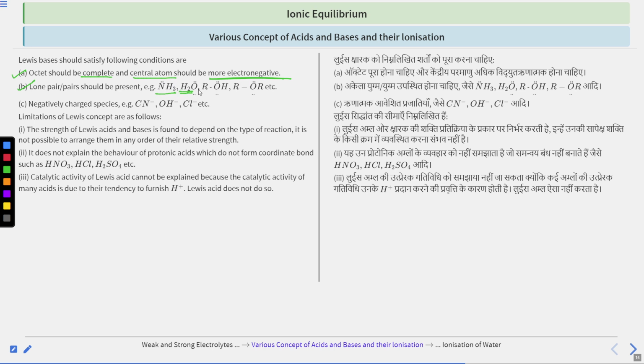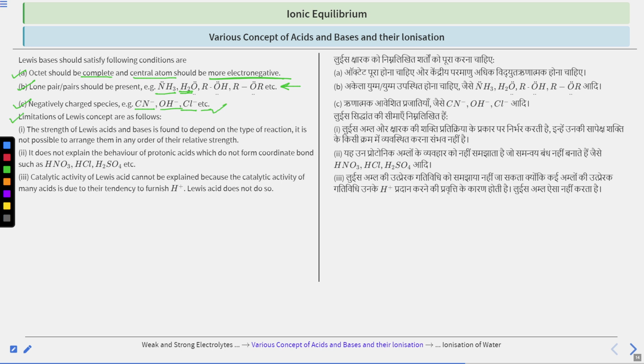H2O, O is having two lone pairs. ROH, O is having two lone pairs. ROR, O is having two lone pairs, etc. So they can act as Lewis bases because they can donate electrons. Third, negatively charged species like CN minus, OH minus, Cl minus, etc. So these can also act as Lewis bases.